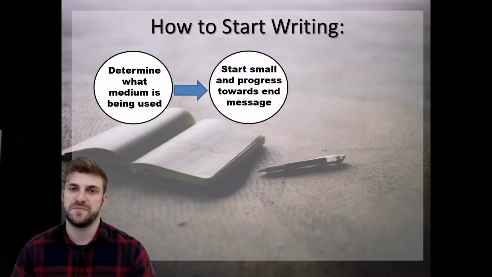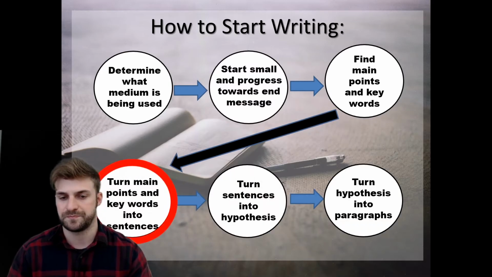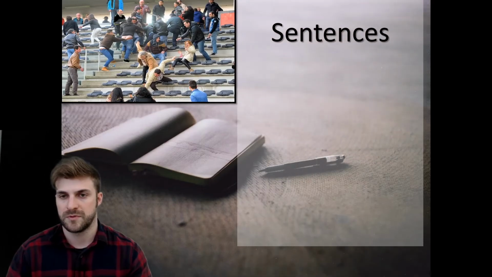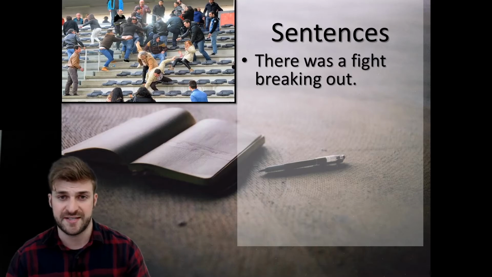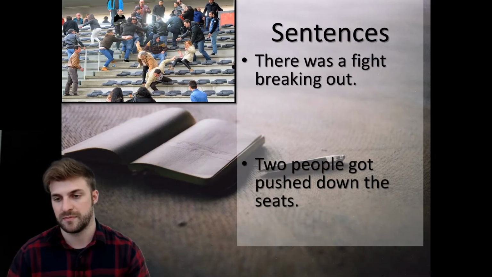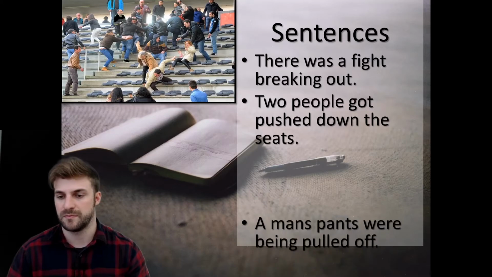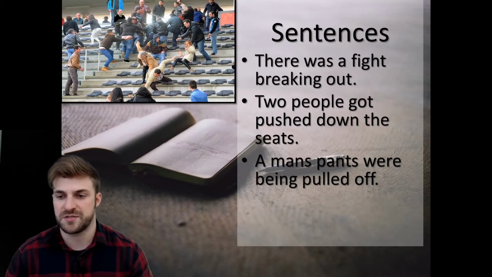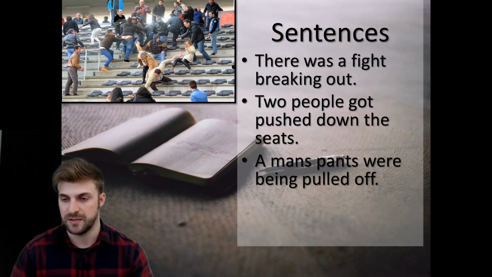Now I'm going to take these main points and turn them into my sentences. So there was a fight breaking out. There was a fight happening. Two people got pushed down the seats. A man's pants were being pulled off. Okay, so here's a pretty basic sentence on what is happening based off of the main points we had.